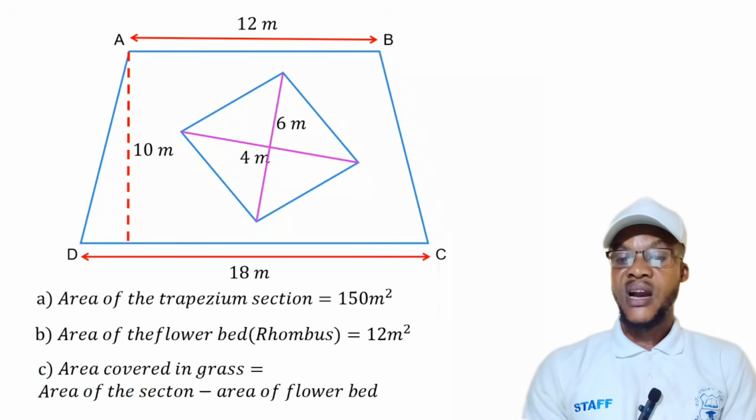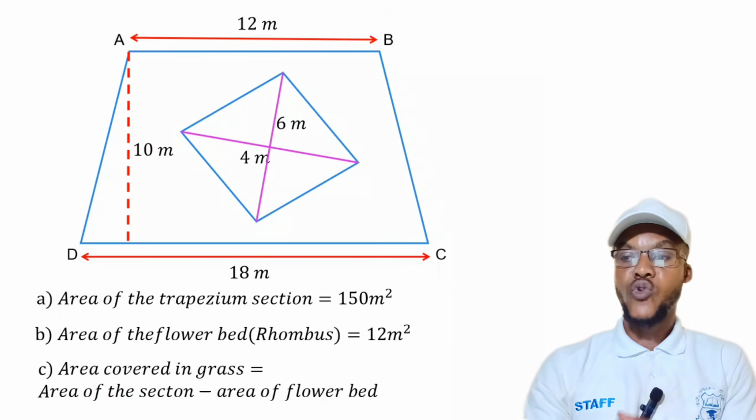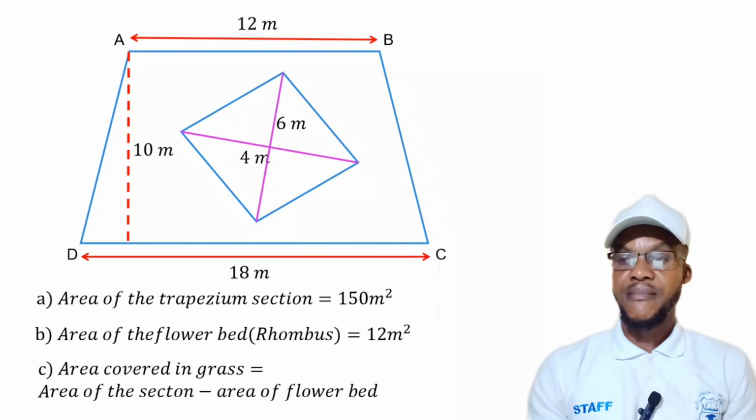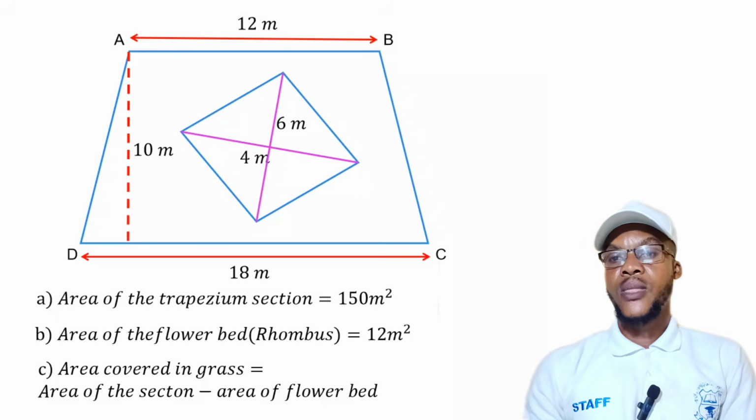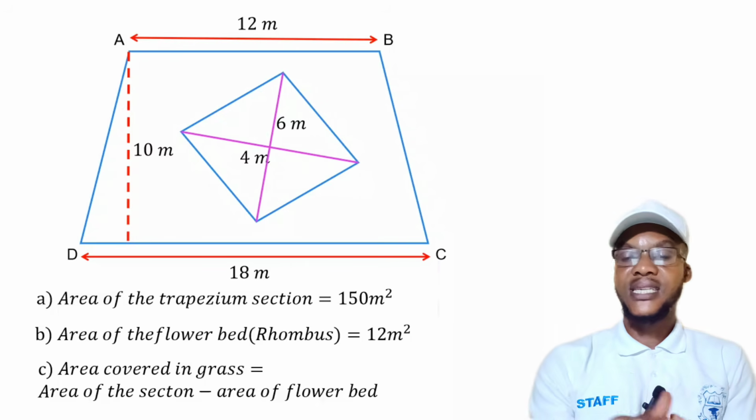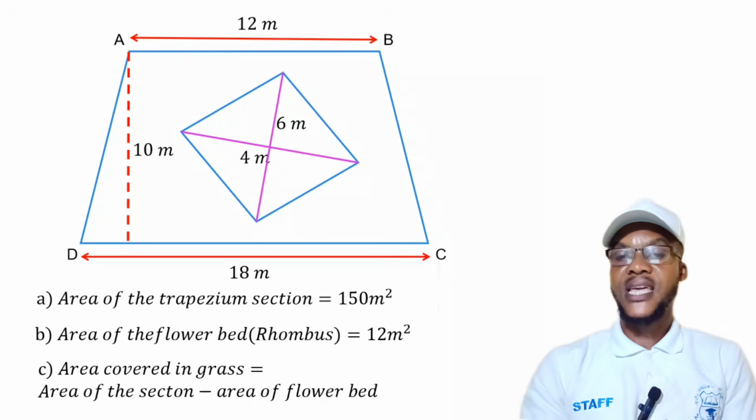Now in our next question, we are saying that if we are to find the area of the covered grass, you know that in the question, if you look at the diagram, you realize that in the middle or in the center there is a rhombus there. So we want to know the area of the spaces left if we are to cover those areas. Yes, that is what we are talking about.